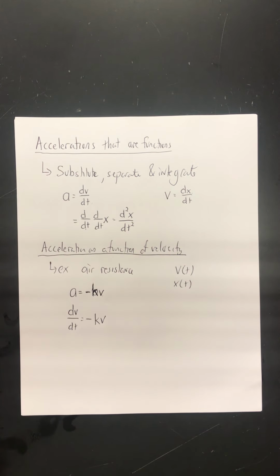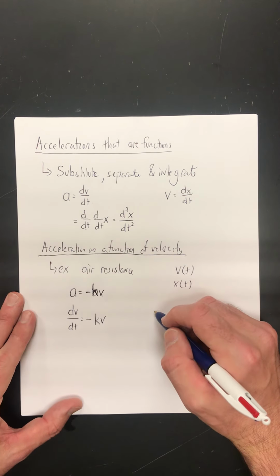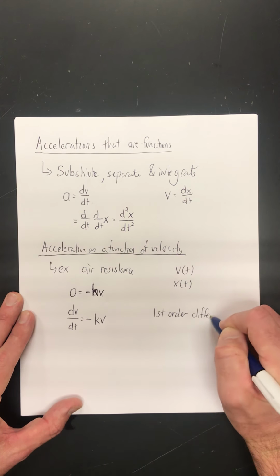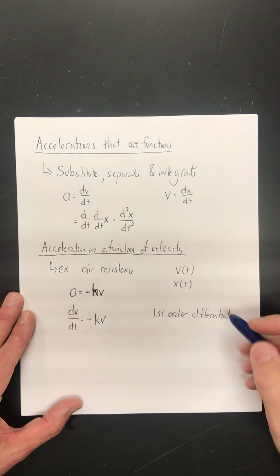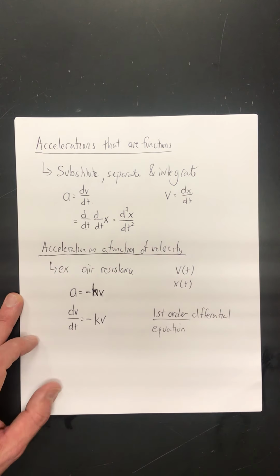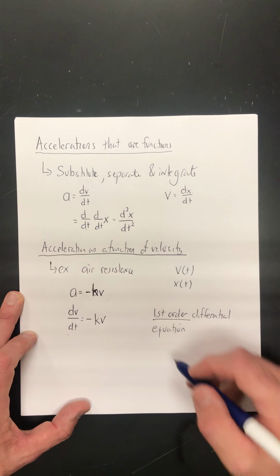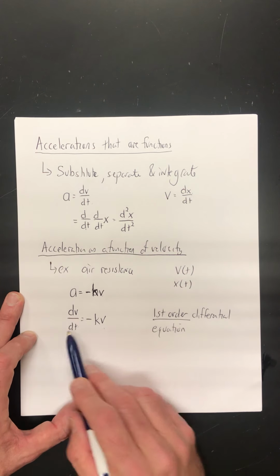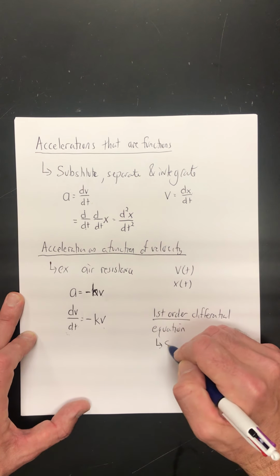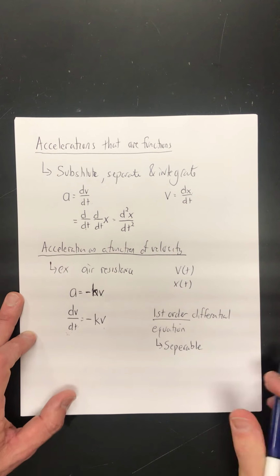So let's just stop here for a second, and I want to just call this what it is. This is called a first order differential equation, first order because the highest order derivative in it is the first, because I have this dv/dt, and you'll notice that all terms have a v in them. This particular differential equation, we're going to find out, is separable, which means it is easily solvable.